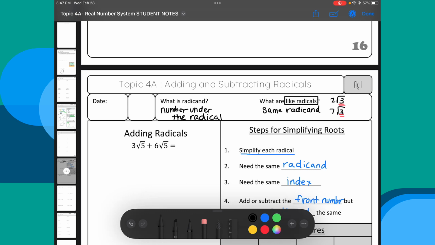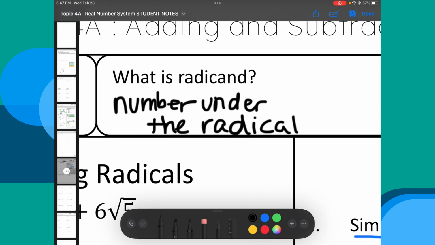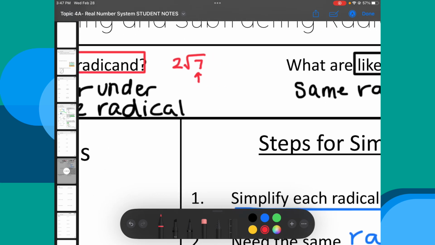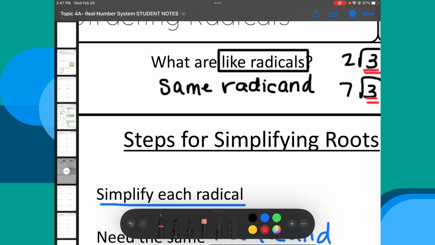Adding and subtracting radicals. In order to add or subtract radicals, you have to have like radicals. Like radicals have the same radicand. The radicand is the number that's underneath the radical. So if you have 2 square root of 7, the radicand is the 7.